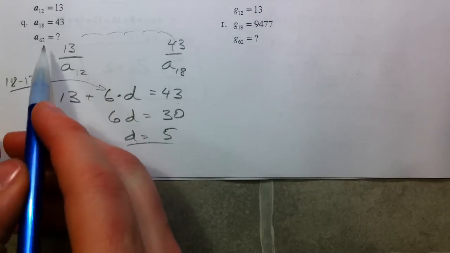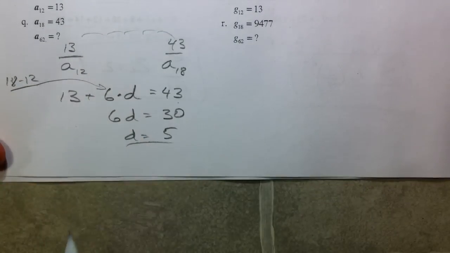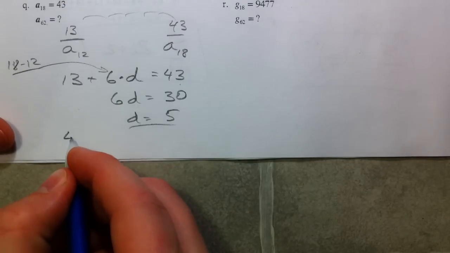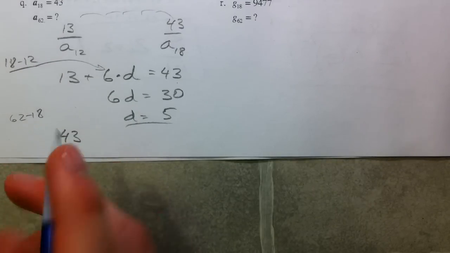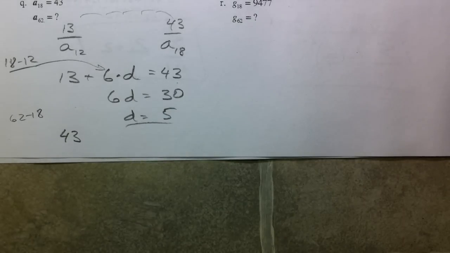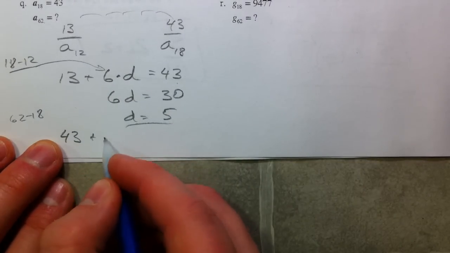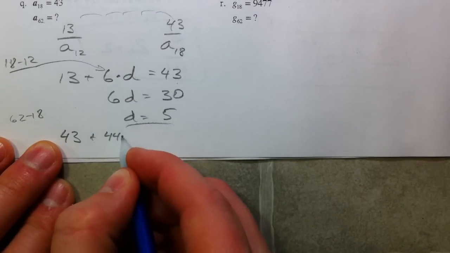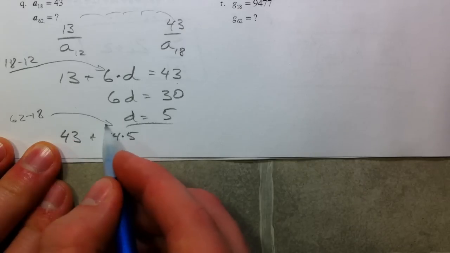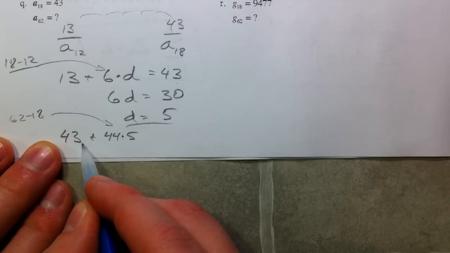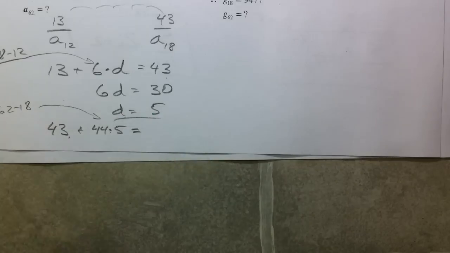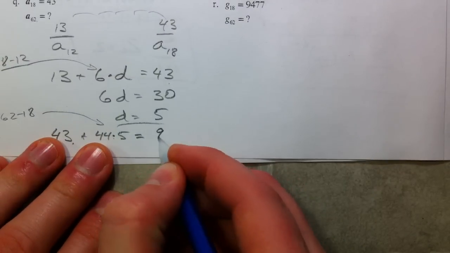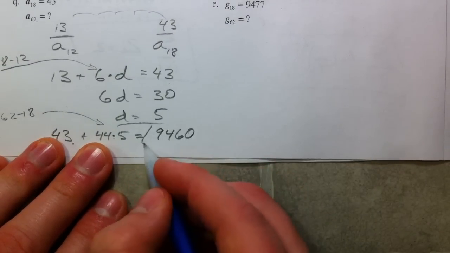So then, to get to the 62nd term, why not start at the 18th term? 43 plus 62 minus 18. Just to be sure, 44. So 44 times 5. If I add 5 44 times to 43, I will get to the 62nd term. So 43 plus 44 times 5 is 9,460.